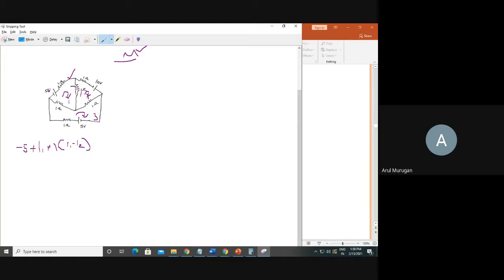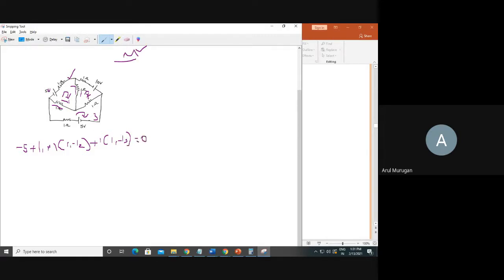Okay. It is also common for the two loops. Then plus 1 into, open the bracket. Okay. I1 is going in this direction, and I3 is coming in the opposite direction. Yes or no? Because we assumed like that only. So write it: I1 minus I3. I1 minus I3 is equal to 0.